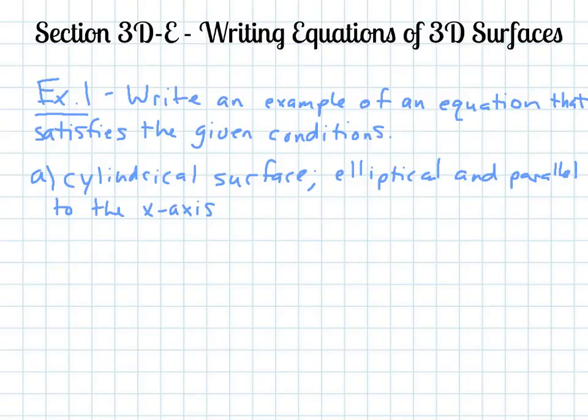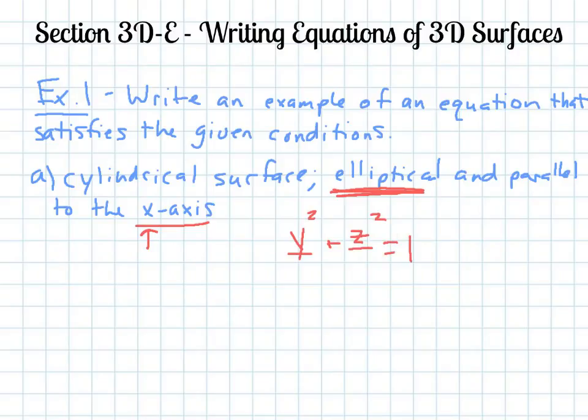Now remember with cylindrical surfaces, when we write the equation, we're missing one of the variables. And the variable that we're missing is the one that you're going to be parallel with. So in this case, you want to exclude the x-axis, or the x variable. So that means you're just going to have y and z. And because you want it to be elliptical, you want your equation to look like an ellipse in the cylindrical sense. So you have y squared plus z squared equals 1.